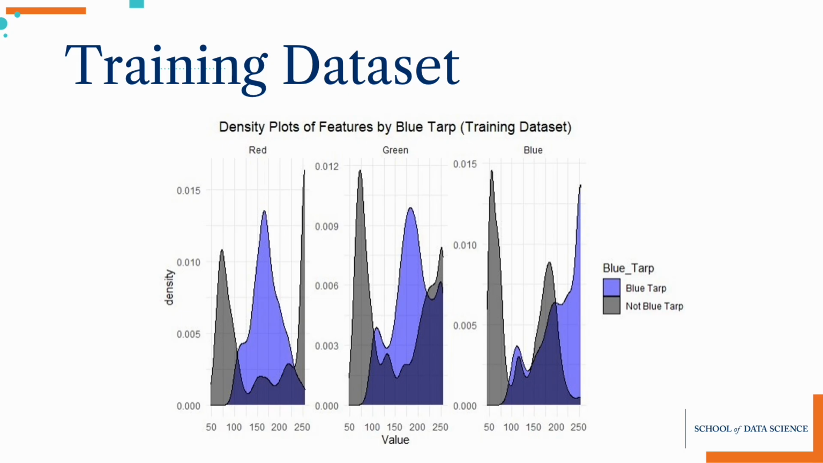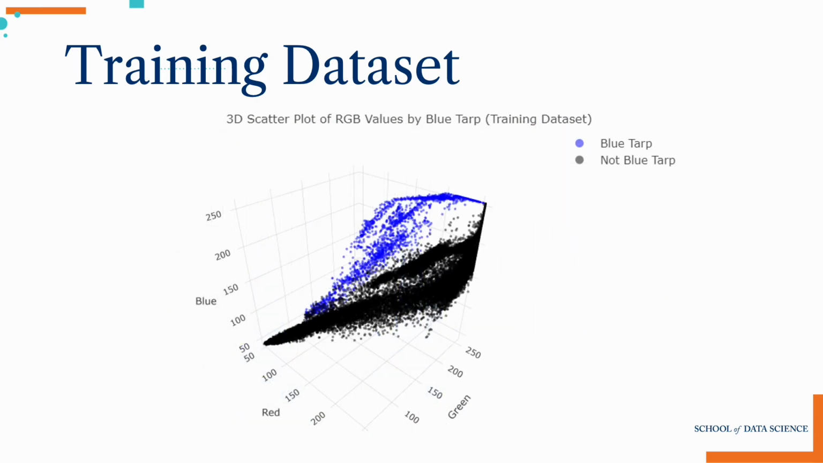The blue tarp values accounted for about 3% of the training data set. T-tests indicate that all 3 features, red, green, and blue, have statistically significant differences between the binary blue tarp classes. After this transformation, the color values remain highly effective in distinguishing between the categories, as displayed in this 3D scatter plot.